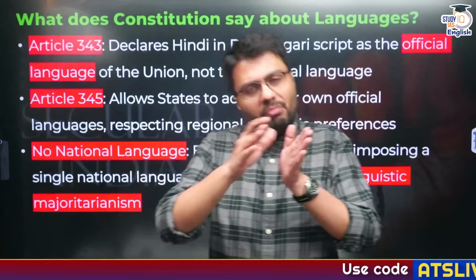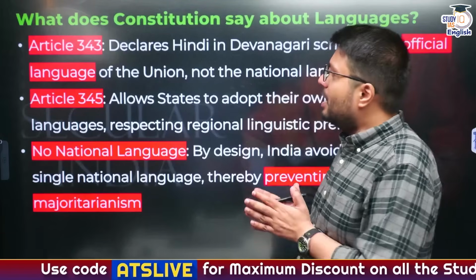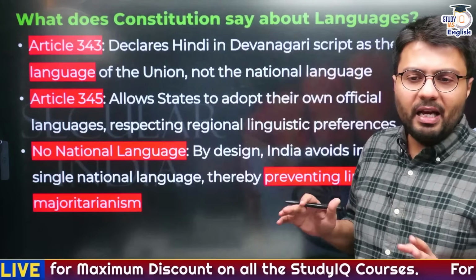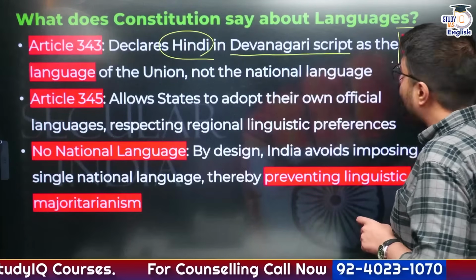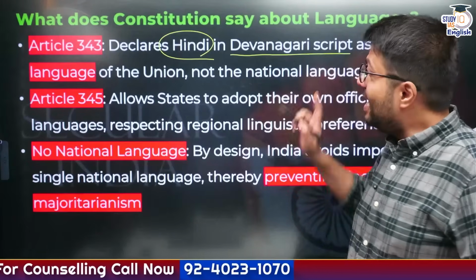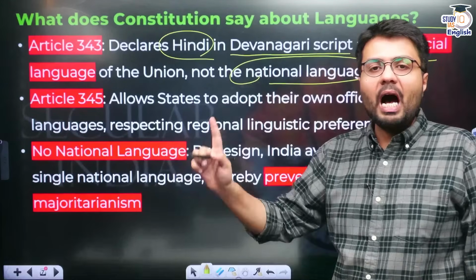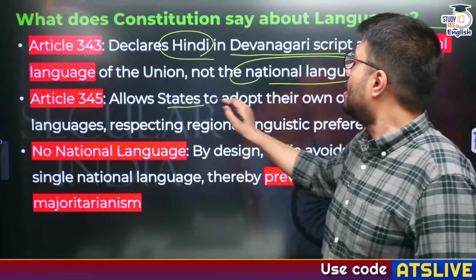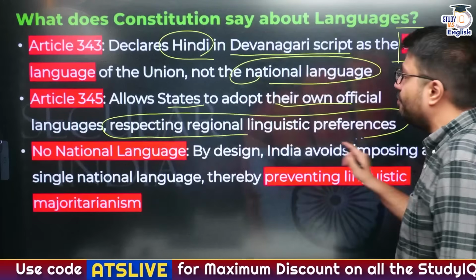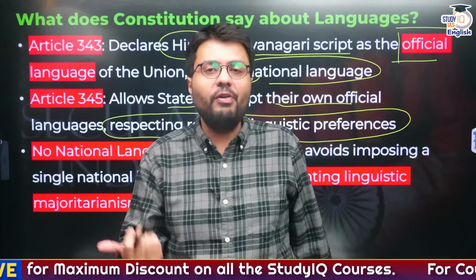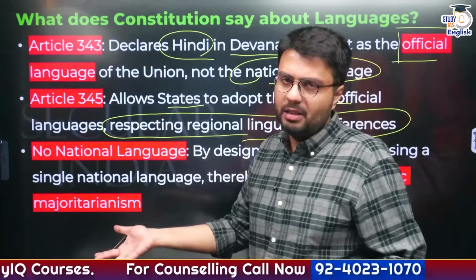Now let us understand the different articles in the Constitution dealing with matters relating to linguistic diversity, right? First is Article 343 in the Indian Constitution. It declares Hindi written in Devanagari script as the official language of the Union of India. It is the official, not the national language. Please remember it. Similarly, Article 345 allows states to adopt their own official languages, which in a way respects regional linguistic preferences. So you'll see states like Uttar Pradesh have adopted Hindi as their state official language, whereas states like Tamil Nadu have adopted Tamil as their own language, right?